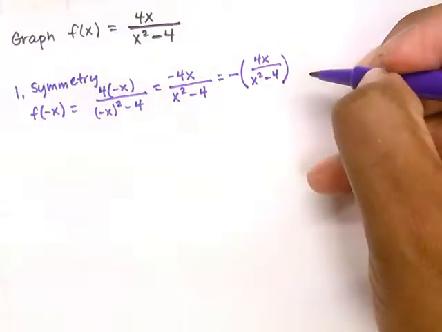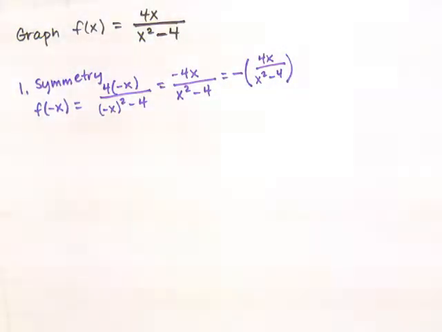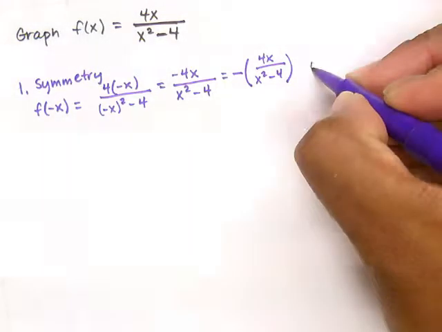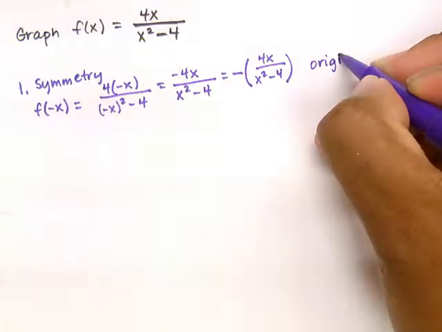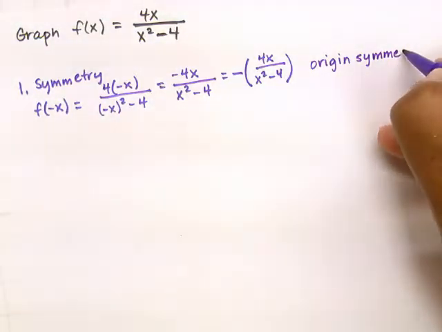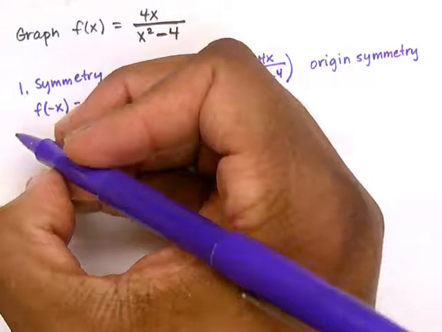And as you can see here, I do have the opposite of the original function that I started off with. So when I have the opposite of the original function, that means that this graph is going to be symmetric with respect to the origin. So when I graph this function, I'm going to have origin symmetry. Alright, so that's step number 1.